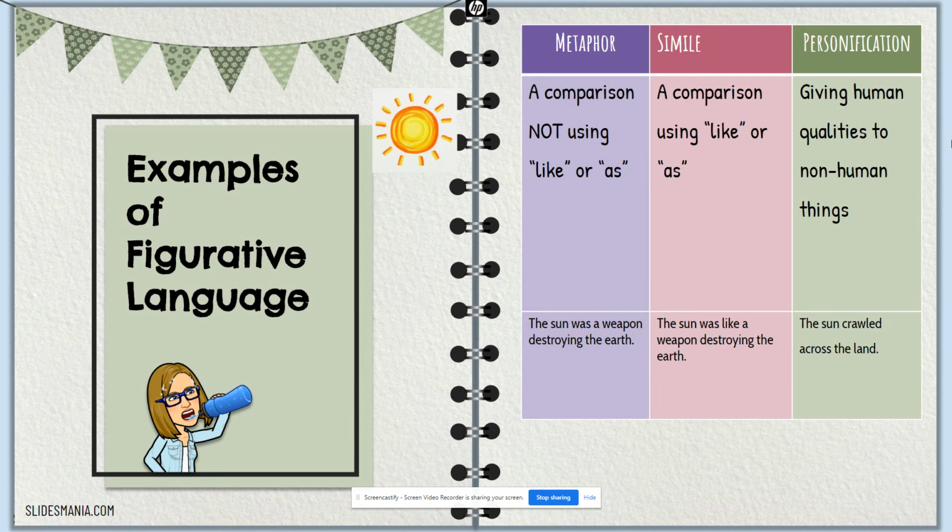So what are some examples? I know you've seen some of these before. A metaphor is when you compare something not using like or as. So for example, the sun was a weapon destroying the earth. In a simile, you make a comparison using like or as. The sun was like a weapon destroying the earth. And personification is when you give human qualities to non-human things. For example, the sun crawled across the land, right? The sun doesn't really crawl, babies do, some animals do. So in all of these examples of figurative language, we were comparing the sun to something else to make it easier for you to see.